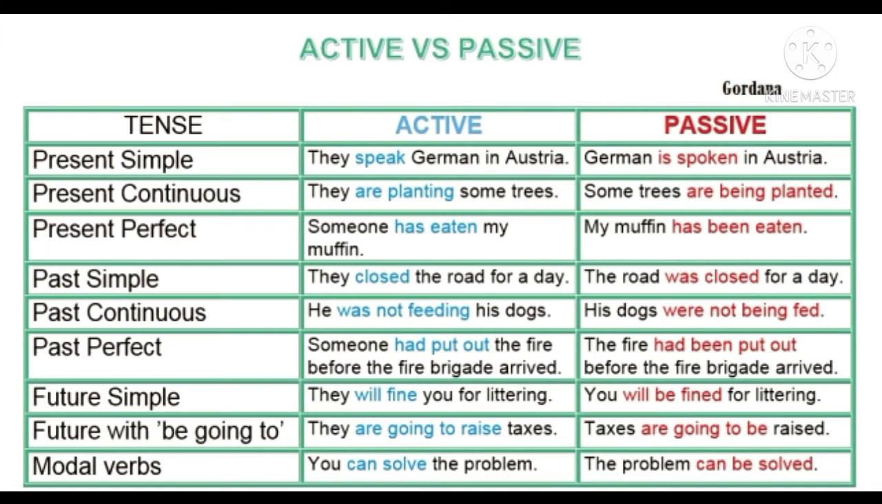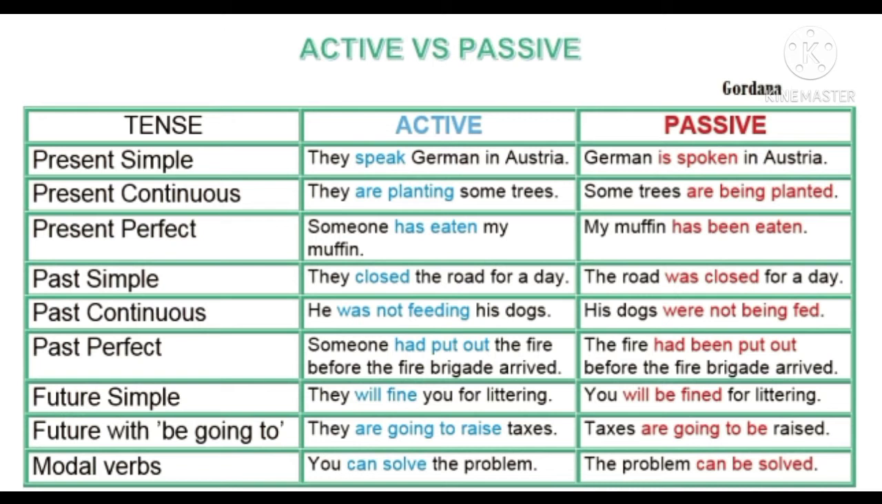Present continuous tense, are planting or is planting will change into is or are. The verb being is added along. So is or are being planted by them. Here by is not given in the example, but it has to be added over there.